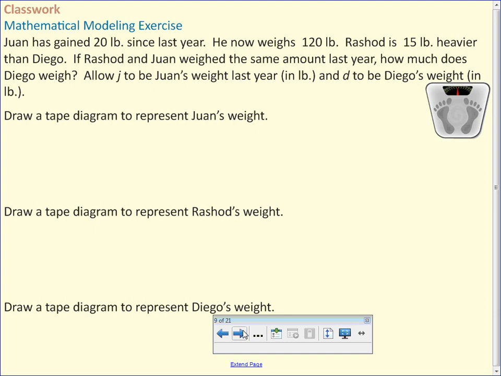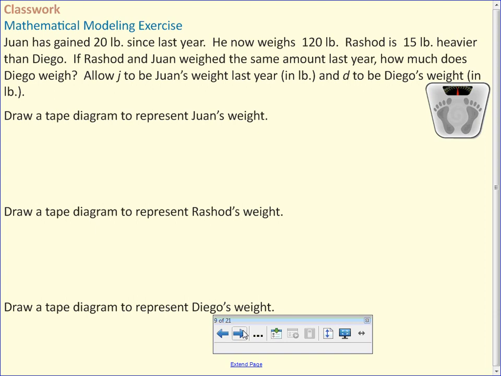Juan, our friend Juan, has gained 20 pounds since last year. Now he weighs 120 pounds. Rashad is 15 pounds heavier than Diego. If Rashad and Juan weighed the same amount last year, how much does Diego weigh? Allow J to be Juan's weight and allow D to be Diego's weight in pounds.